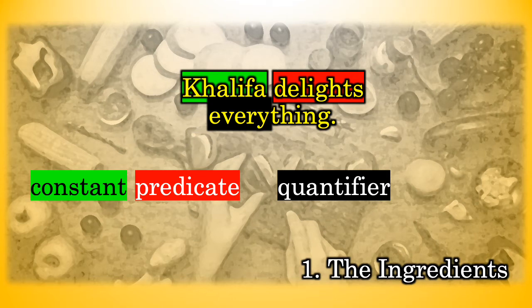Now, it turns out that everything actually has two components that are represented in first-order logic. The first is what we call the quantifier. We might represent it with the every in the word everything. It tells us how many things Khalifa delights, and that's everything. The second part of everything is thing, and that's basically a variable. It's a placeholder for any particular thing that Khalifa delights. We'll get into this in a bit more detail. It's the most abstract concept, really, that we'll be dealing with today.